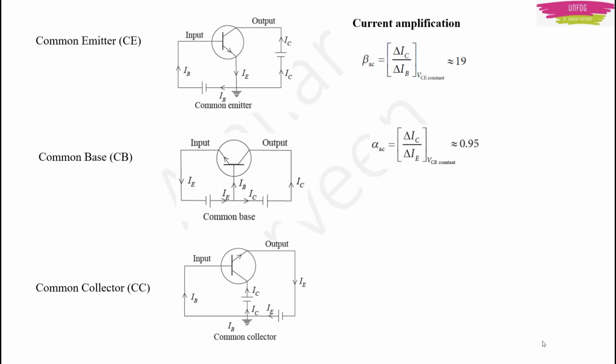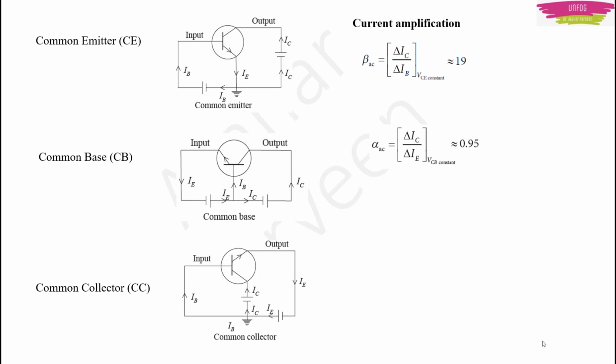Next is, if your transistor is in a common base configuration, then it is denoted by alpha. This current amplification or gain is equal to the ratio of change in collector current upon the change in emitter current.